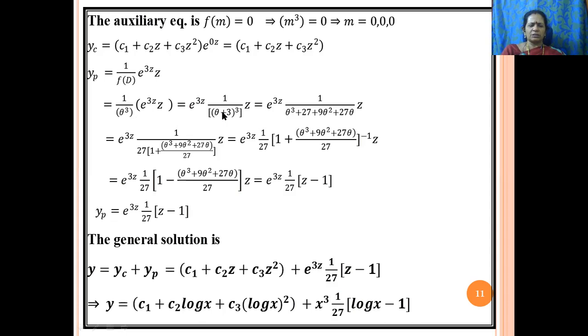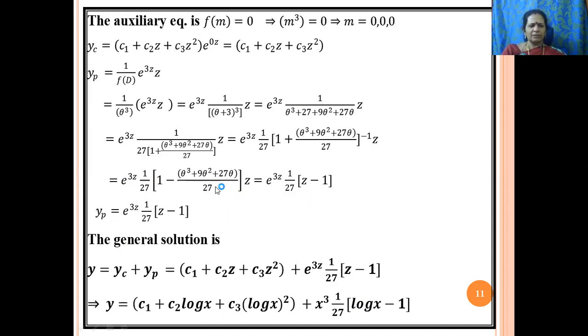So into z, expand (theta plus 3) whole cube, and expand (a plus b) cube, which is a cube plus b cube plus 3a square b plus 3ab square. Right? Now here we apply the same binomial expansion. Take 27 common, we will get this term. So this is in the form of (1 plus x) whole inverse, right? So 1 minus x plus x square minus x cube, that is the formula.